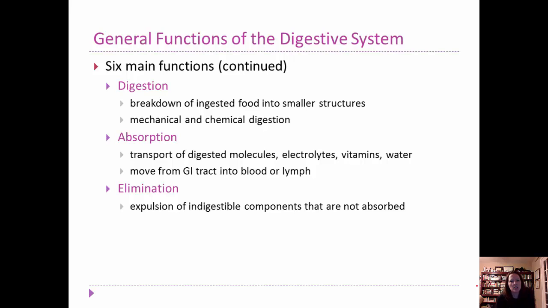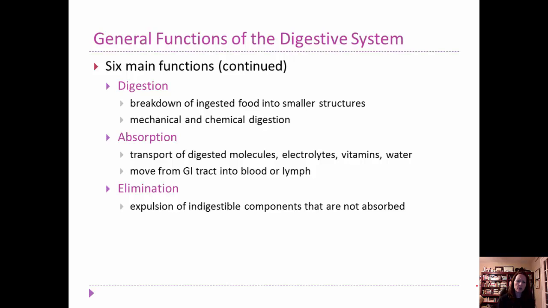Now, chemical digestion is where we have enzymes or something like that that go in and actually break chemical bonds of our nutrients. So that is the main difference between mechanical and chemical digestion: chemical digestion goes in and breaks bonds and changes the chemical formulation of our nutrients. So once we have digested the nutrients into the smallest possible chemicals, we can absorb those nutrients.